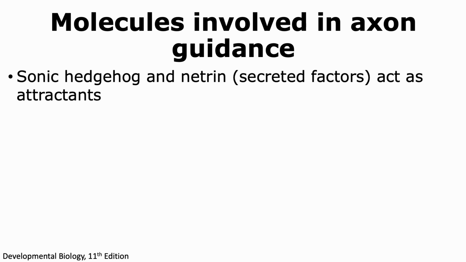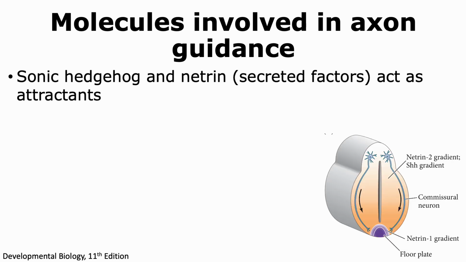Another set of molecules that aid in axonal guidance are sonic hedgehog and netrin. Both of these are secreted factors and they act as attractants, so axons like to go towards sonic hedgehog and netrin. And when we look at the figure to the right, we can see two neurons extending their axons, and their axons are going towards the bottom part. And that is where we see more of sonic hedgehog and netrin. That is why the axons are attracted towards that posterior region or lower region, and hence they are moving in that direction.